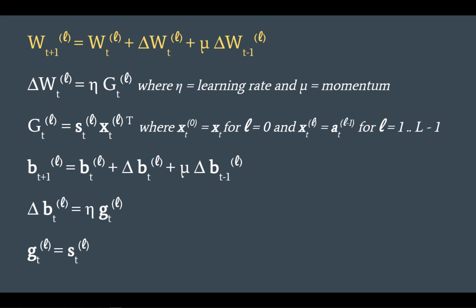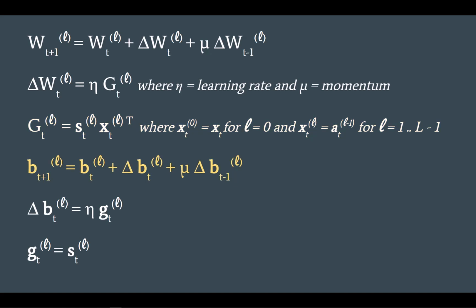A layer's weight matrix is updated by adding to the current weight matrix the current deltas plus the previous deltas multiplied by the momentum parameter. The current deltas are calculated by multiplying the gradient matrix by the learning rate. The gradient matrix is calculated by multiplying the signal array by the transpose of the layer's input array.